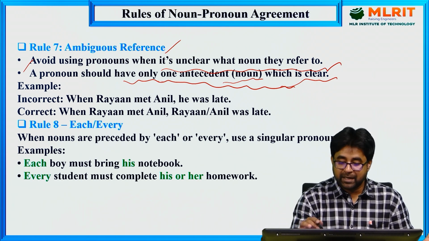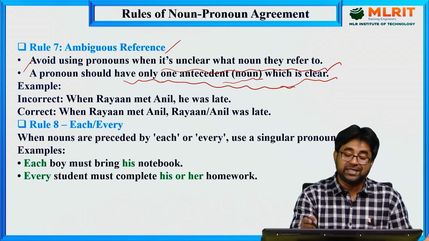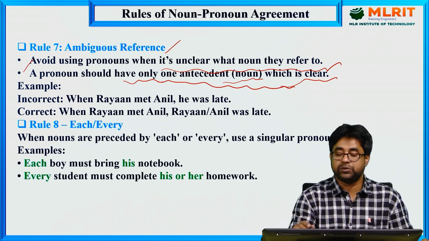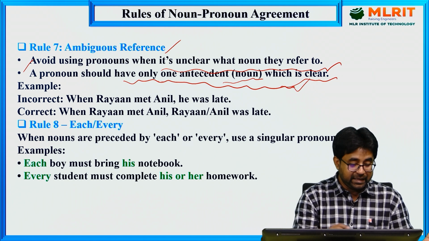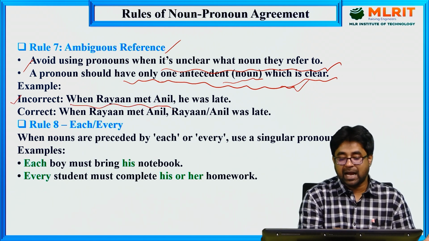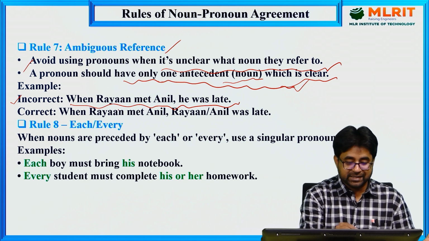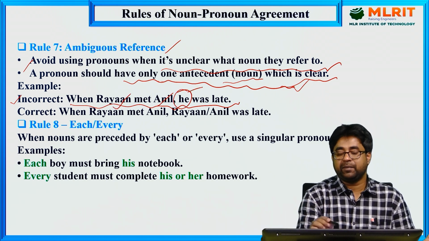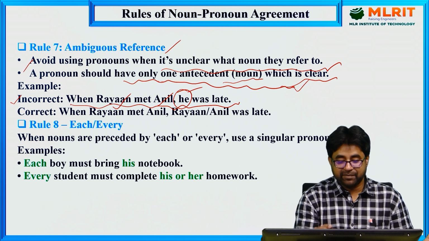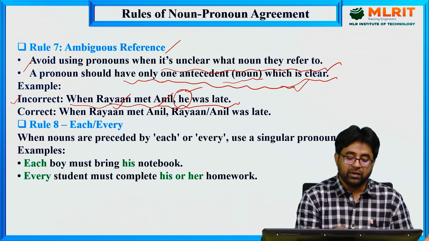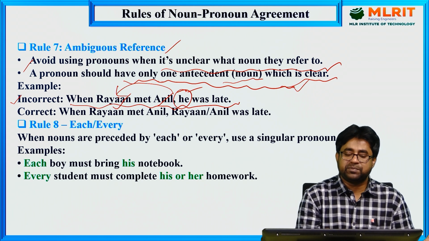So it should be pretty clear, if I'm using a pronoun, which noun it is referring to. That should be absolutely clear. There should not be any ambiguity in that. Now see the incorrect sentence here. When Ryan met Anil, he was late. You can see there are two antecedents first of all, and then there is one pronoun. Now what is the basic fact? One pronoun should refer to one antecedent, right? One noun. Now, is the reference point clear?